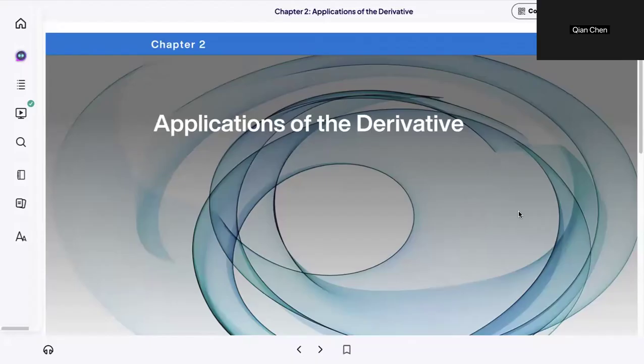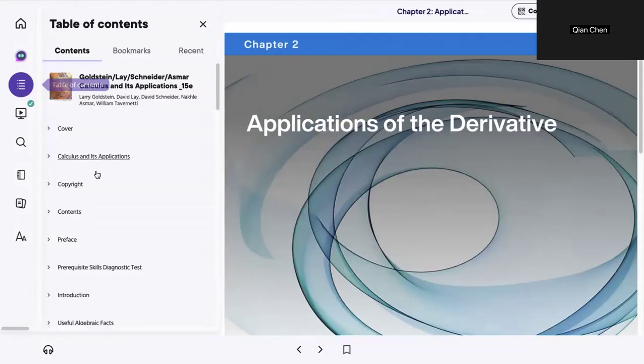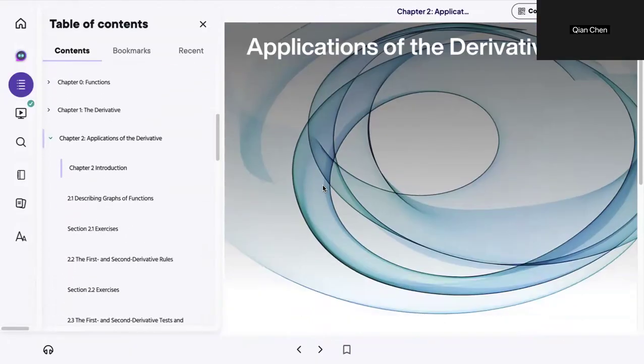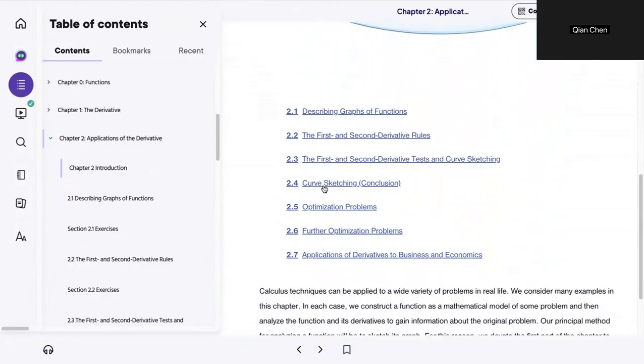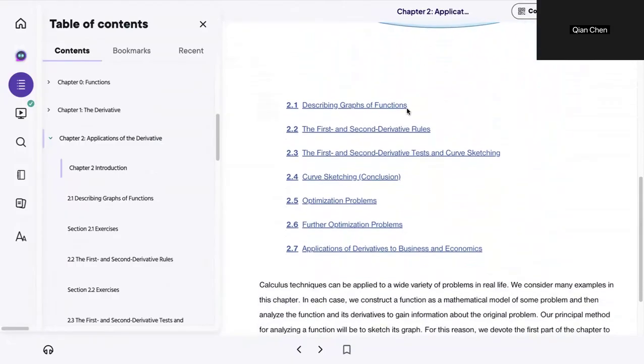This video will cover chapter 2, sections 1 to 4. In chapter 2, we're going to talk about the graphs of functions, somehow going back to functions. Then the first and second derivative rules, and second derivative tests on curve sketching. It means we're going to use the first derivative and second derivative to sketch the graph of a function. More about sketching the graph.